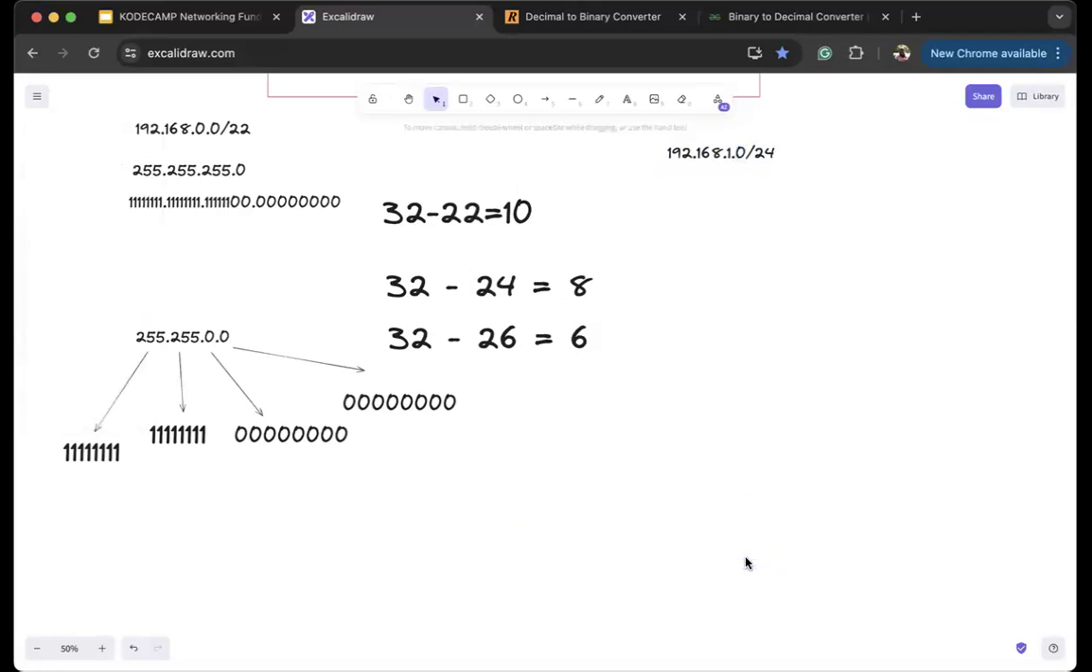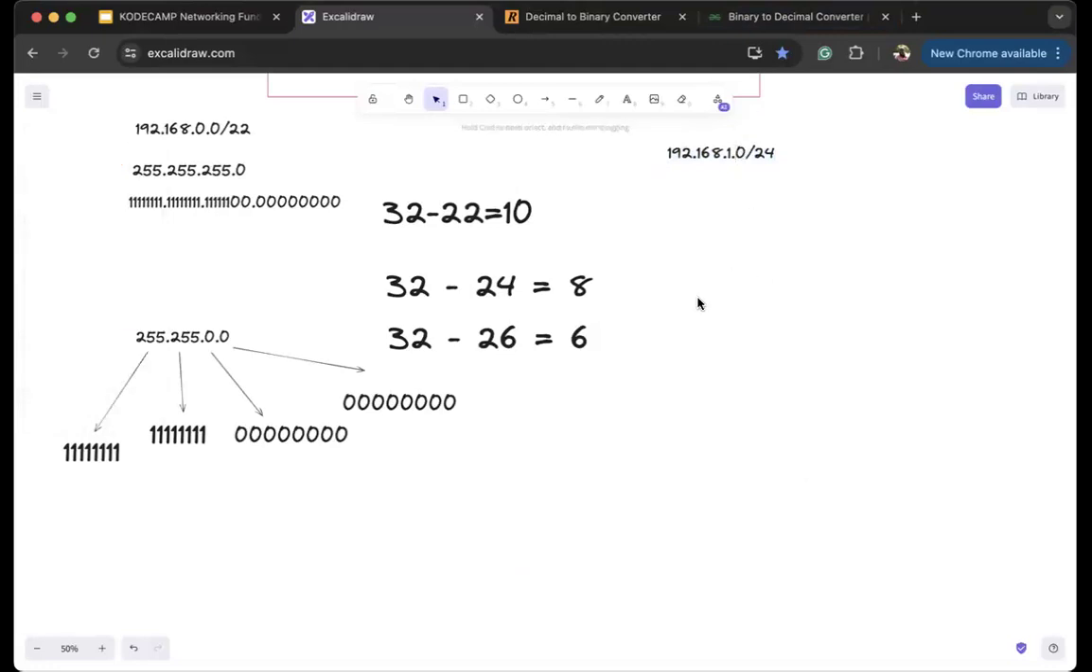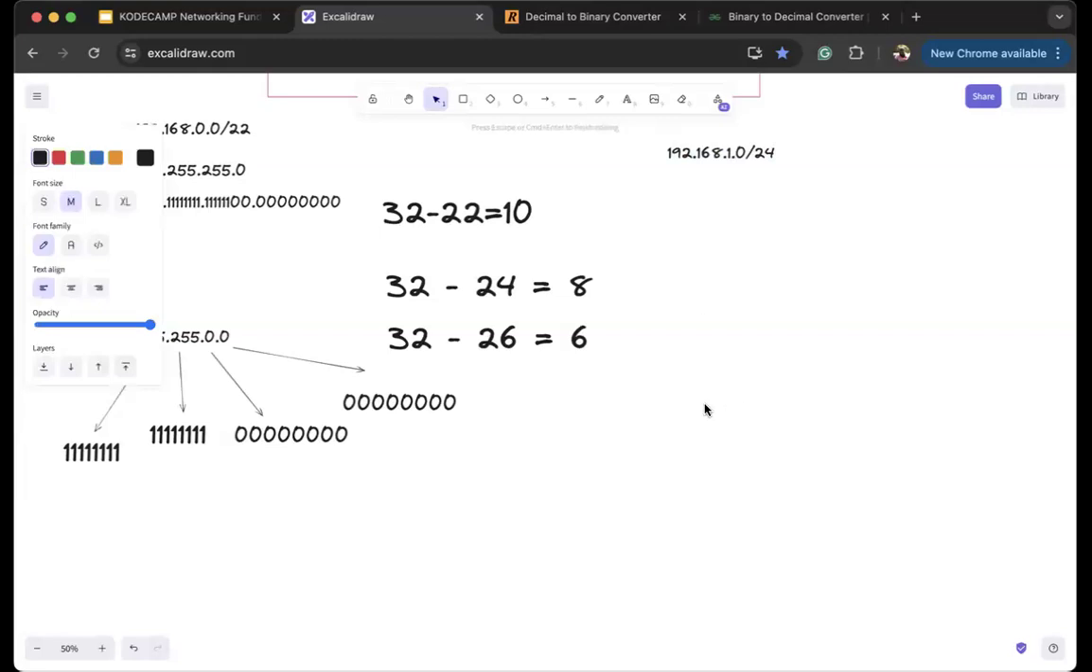Let me take this out. This value for my hosts, right? So how many hosts can go in here? Okay. If I do two, three raised to the power of 32 minus 24.